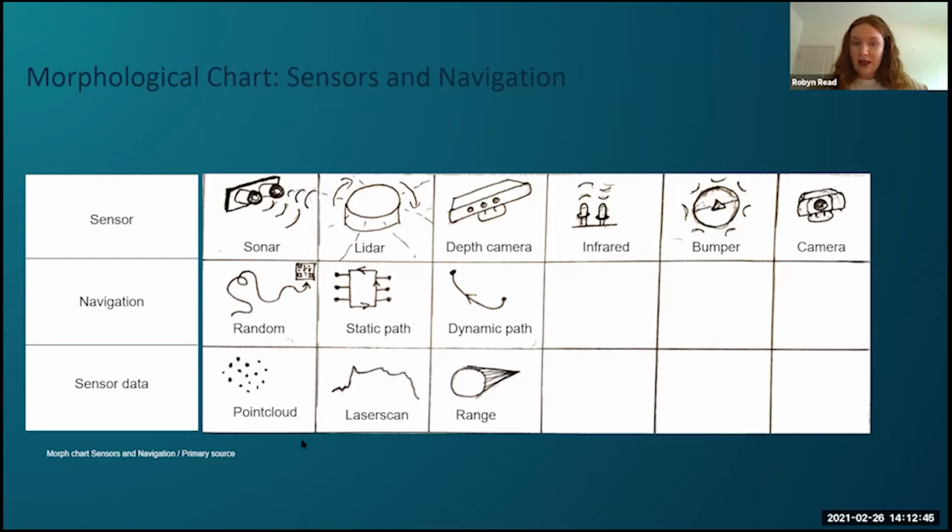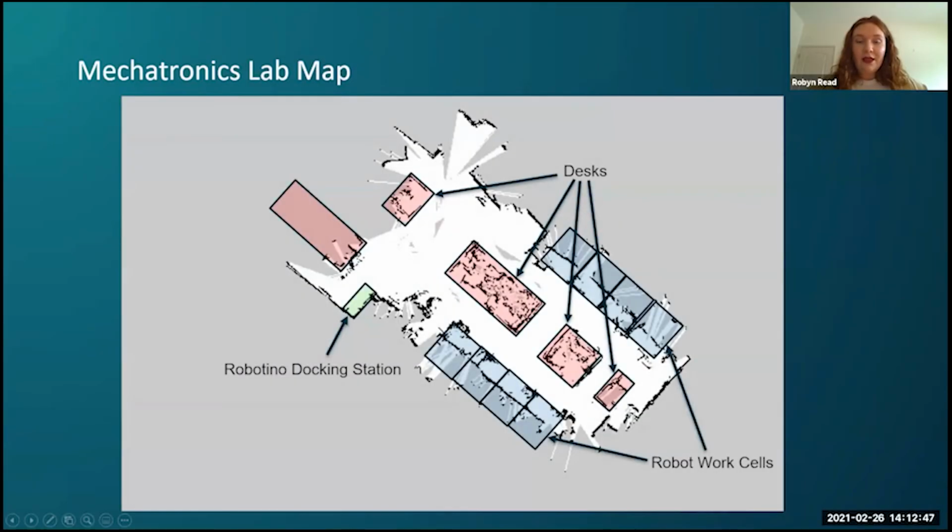In the next slide, we have a map of the lab or the environment that our Robotino will be working in. This map was generated by our point cloud, which was converted to a laser scan. And the map was then generated by taking the closest point that the Kinect viewed and defining that as an obstacle.